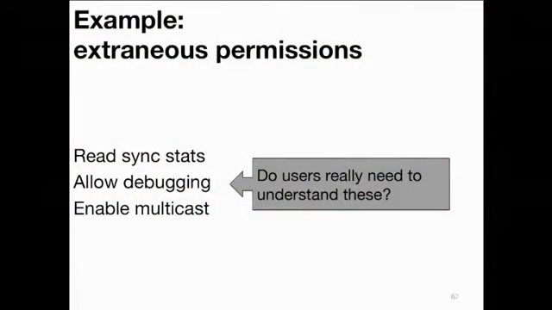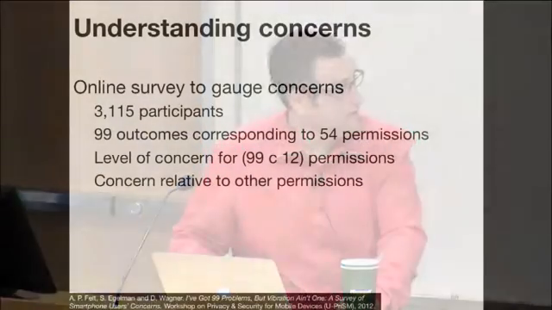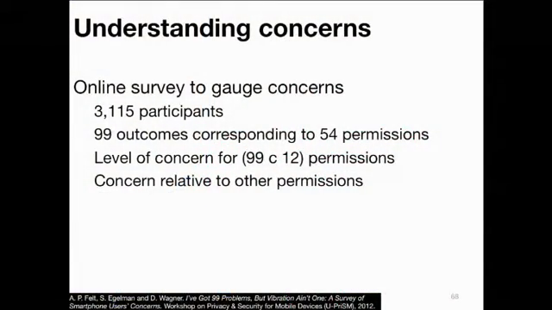But another example would be getting rid of extraneous ones. So enabling multicast, for instance, how many users are going to be qualified to answer that question? So we got rid of that. And so we did this survey, again on Mechanical Turk. We had over 3,000 participants. From these 54 different permissions, we wrote down possible negative outcomes, and we came up with 99 possible outcomes that corresponded to these permissions.